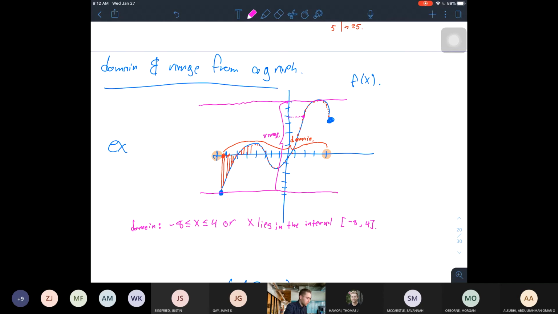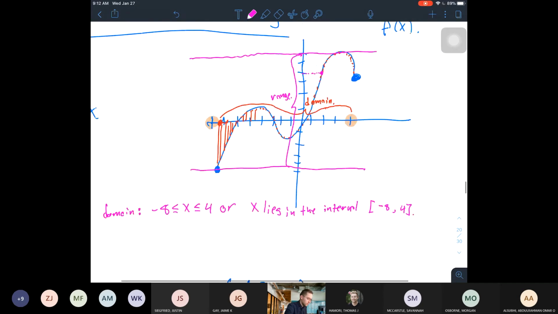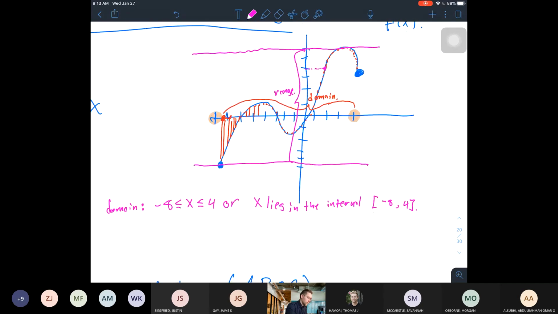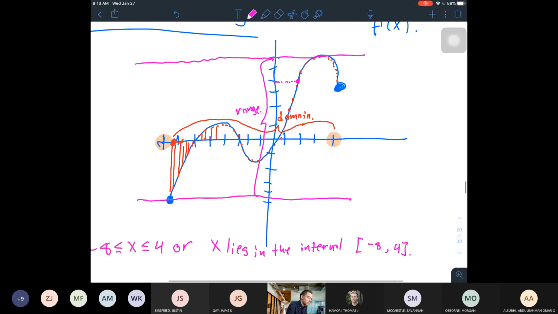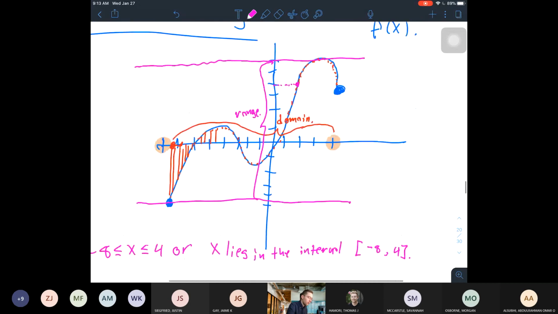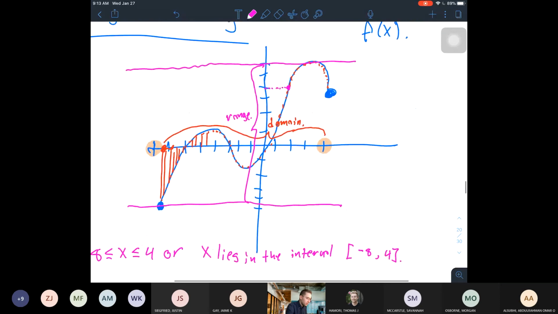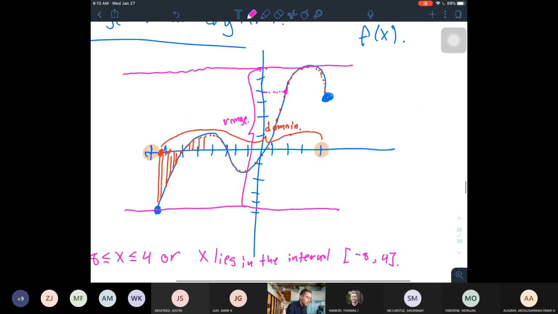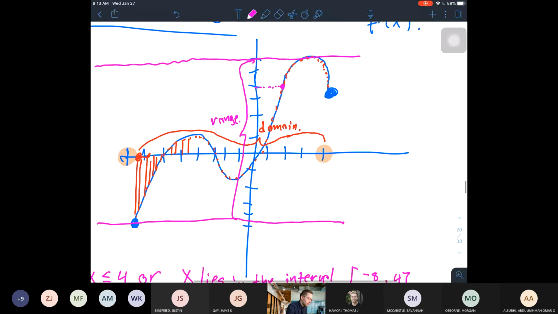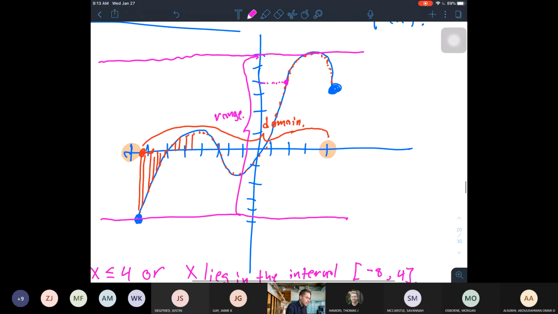Okay, so that's how we would express the domain. And then for the range, remember the range deals with things in the vertical world. So we want to consider the set of values which f of x can take. Okay, and it looks like, well, it looks like if I had drawn this properly, this would go over to here.